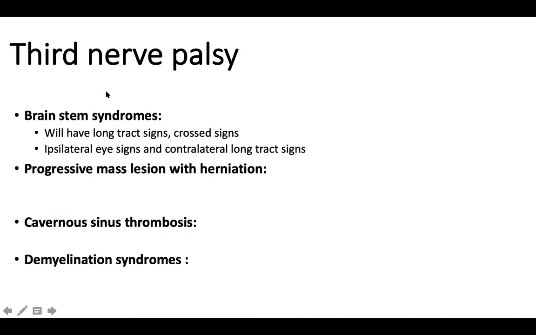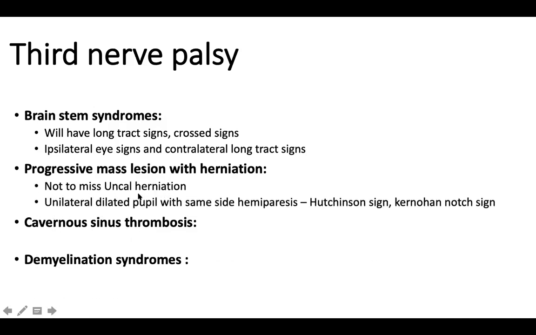But if you see a right side eye which is down and out, but also hemiparesis on the same side, right side, then it's a very dangerous sign. It is also known as Hutchinson sign. It indicates a progressive mass lesion with herniation, okay. So this Hutchinson sign, or Kernohan notch sign, is because of the opposite side. For example, the left side uncus, the left side tumor or a left side lesion pressing onto your right side midbrain and your right side corticospinal tract by pressing onto your right side of the uncus, okay.